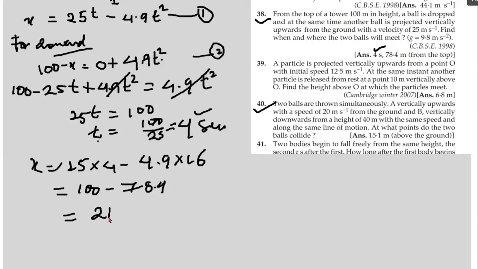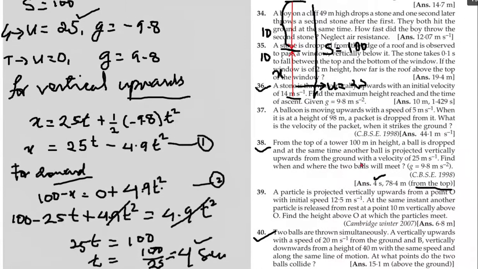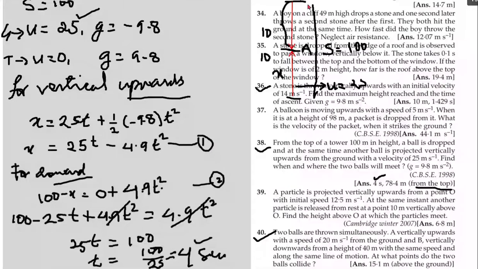If from the ground the height of this point, let me say point A, is 21.6 meters, then from the top it will be 78.4.